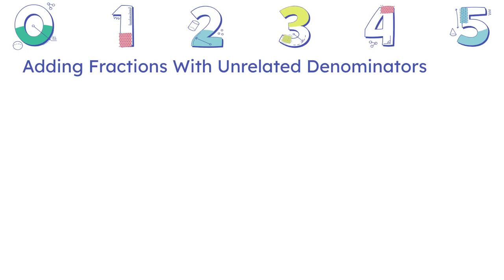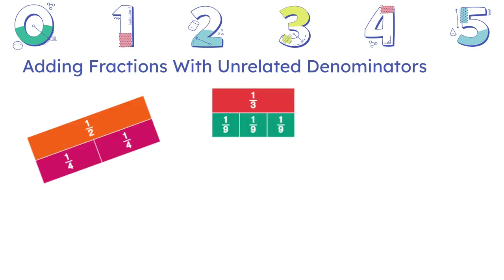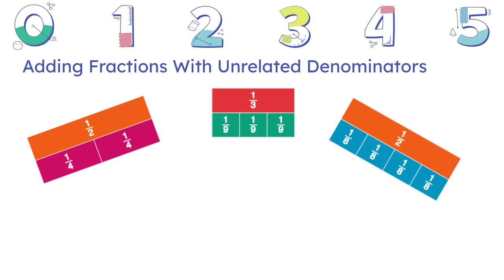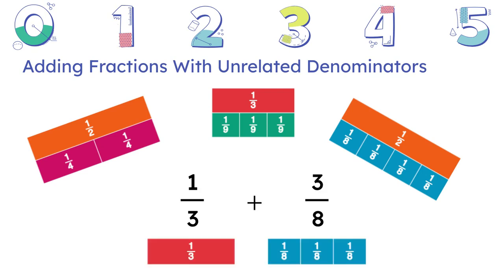Up until this point, we've worked only with fractions that had related denominators: halves and fourths, thirds and ninths, halves and eighths. In each of these examples, one of the denominators was a factor of the other. But how can we solve problems involving addition of fractions when the denominators are unrelated, like, say, thirds and eighths?